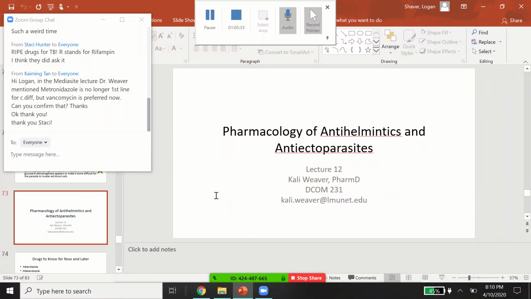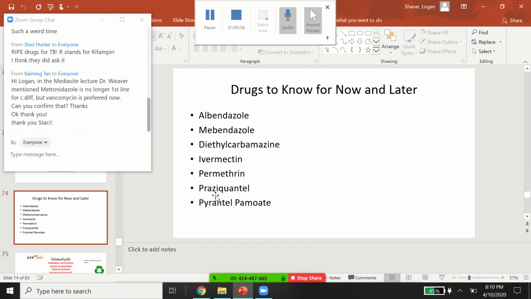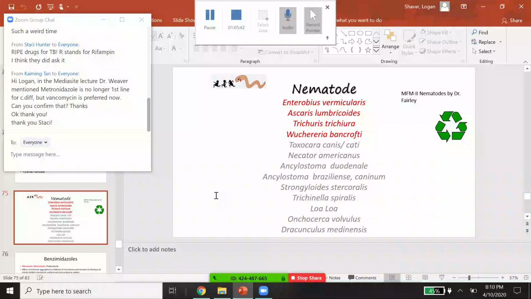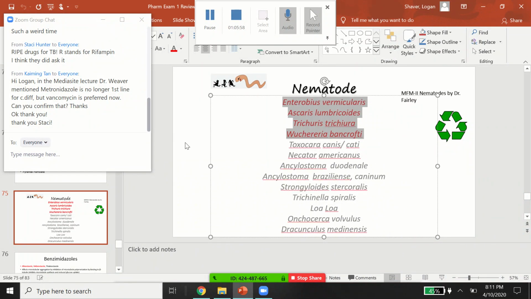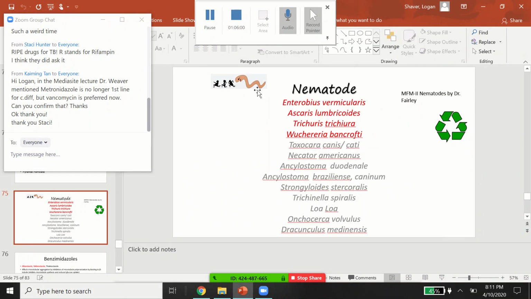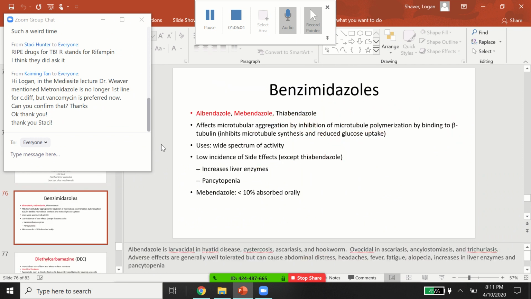All right, so now anti-helminthics and anti-ectoparasites. So, drugs to know for now and later. I left this slide in here because it's a recycled slide anyway. Because we're going to be talking about drugs that are used for nematodes, this gives you a slide, and she has them in red here, of, say they found this particular nematode in somebody, what drug would you give them, type deal.